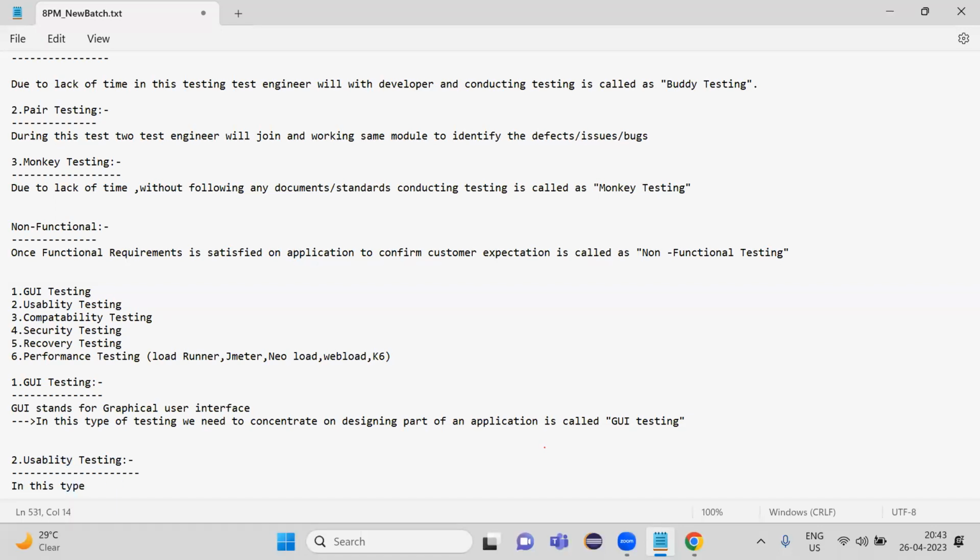In this type of testing, what are you going to concentrate on? We should concentrate on the customer's point of view. Okay. What are you going to concentrate on? User friendly or not? Friendly or not is called usability. Can anyone give an example? Any application?